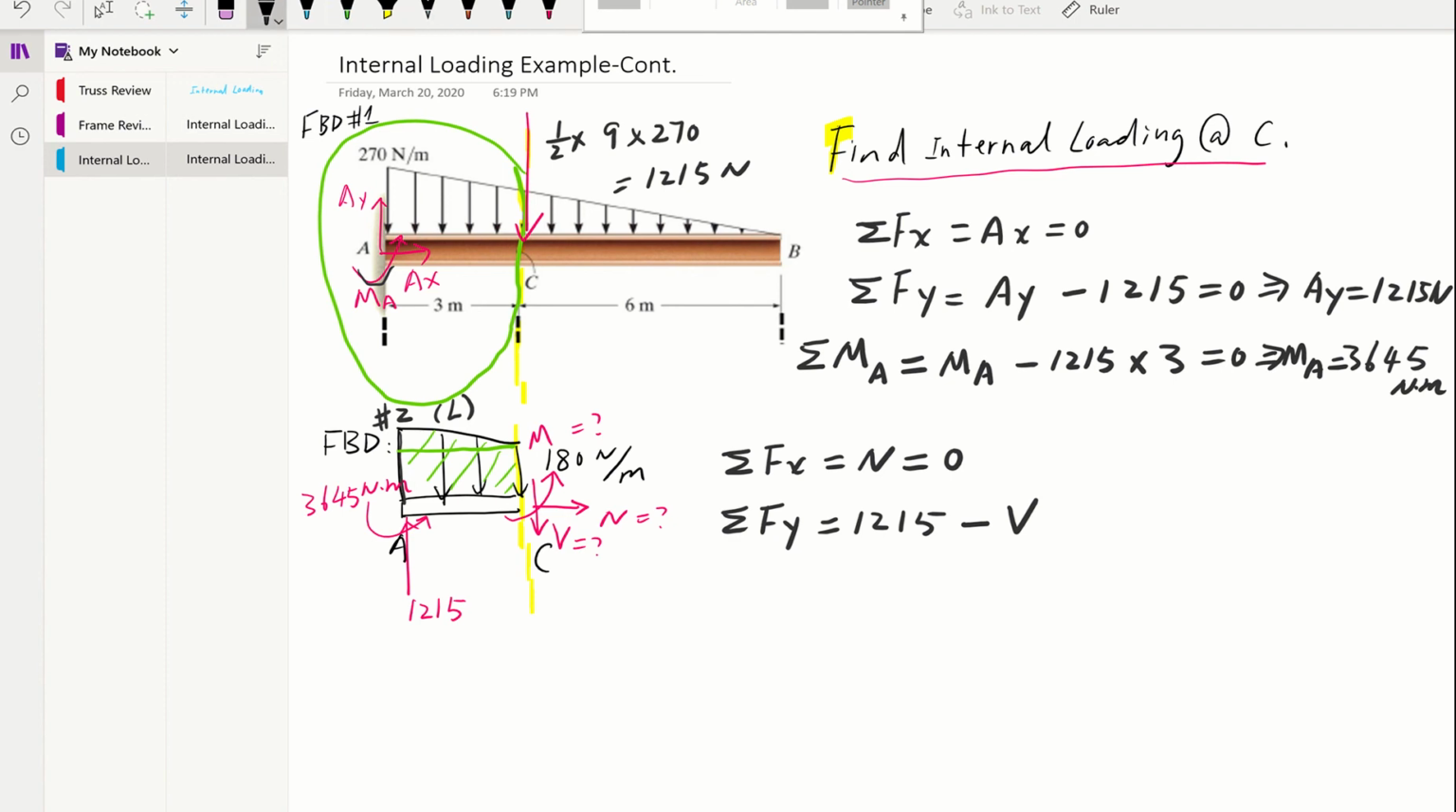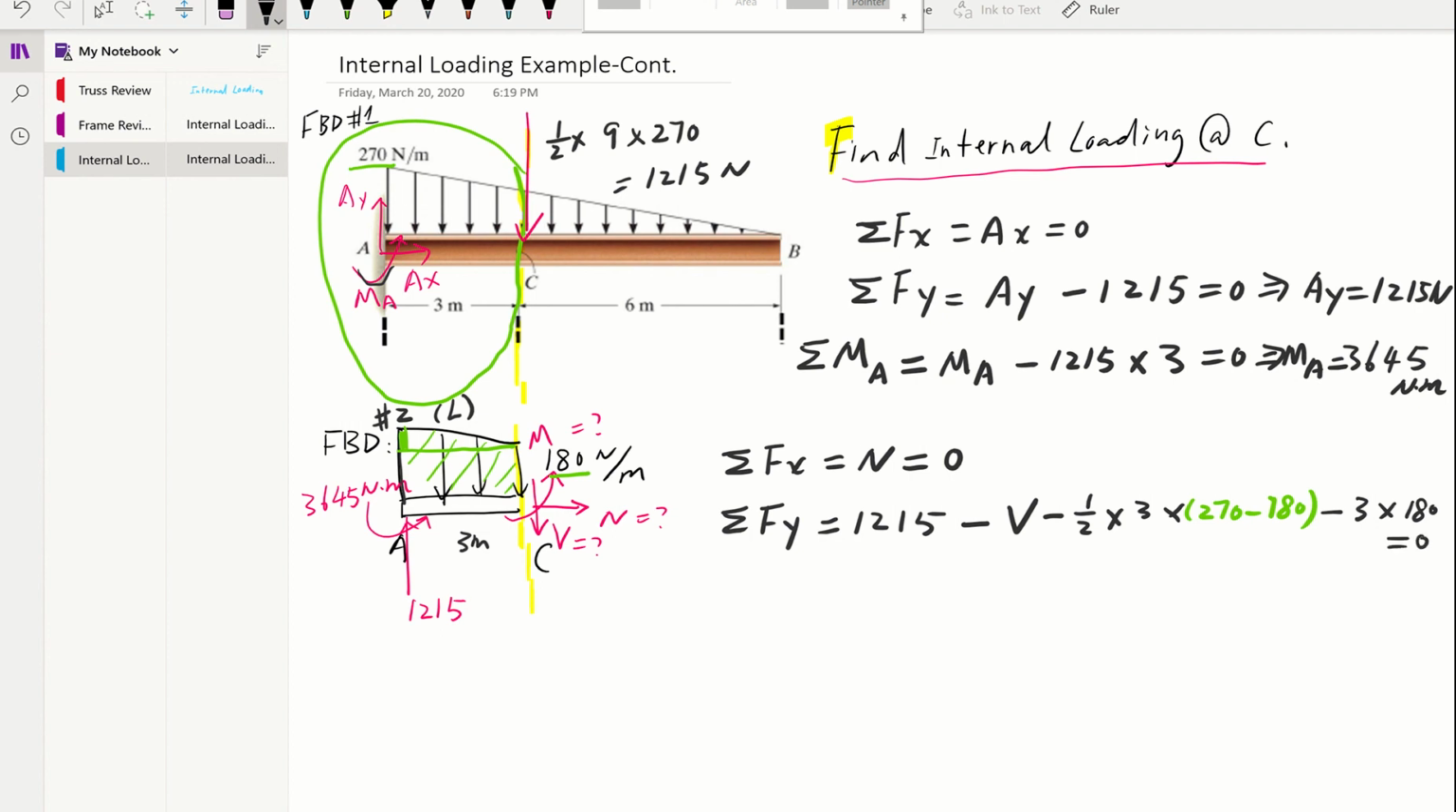If you add the triangle, it's going downward, so it's negative. The triangle is half base. A to C is 3 meters, so times 3. And what's the height here? The height will be our 270 minus 180. So that's our triangle area. Then we're going to minus our rectangle area, which will be 3 meters times 180. All of that is going to be equal to 0.